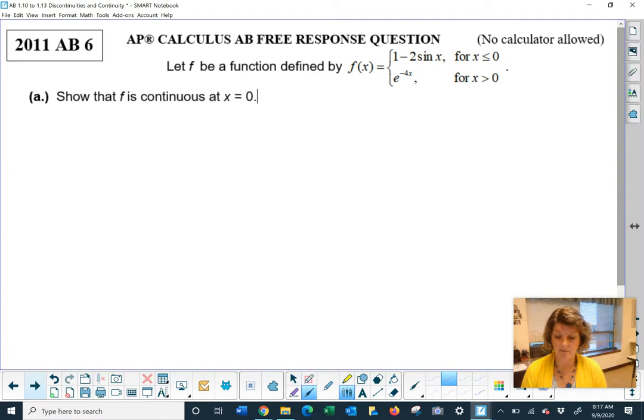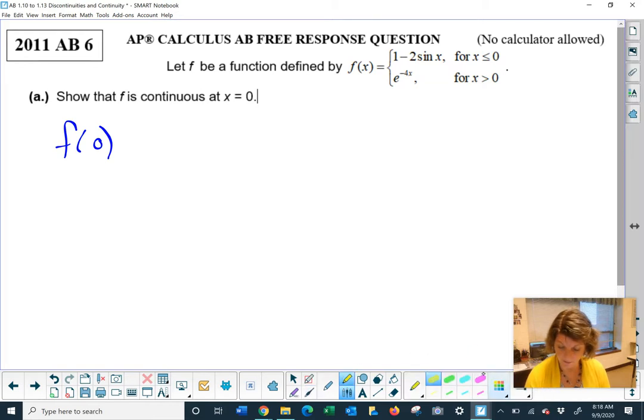Let f of x be the function defined by 2 branches, and one is a sine function and one is e to the negative 4x. Show that f is continuous at x equals 0. All right, so is my function defined at 0? So does f of 0 exist? Well, I look over here to the right, and I see where x is allowed to be 0, so I'm looking at this top branch of the function, and I do believe we are fine here.